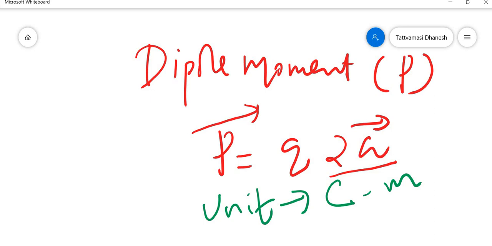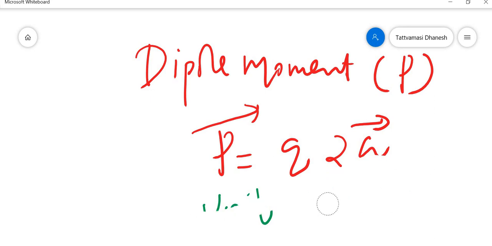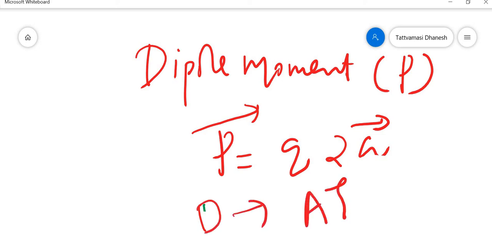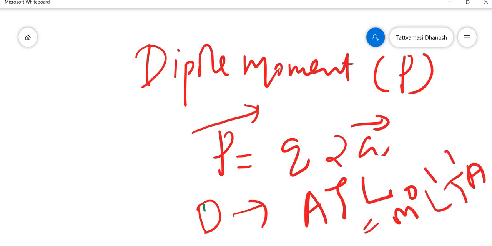Now the dimension. I can write the dimension for this. What is the dimension for q? It is A into T, and the distance is L. So you can write it as M raised to 0, L raised to 1, T raised to 1, A raised to 1. This is the dimension for dipole moment.